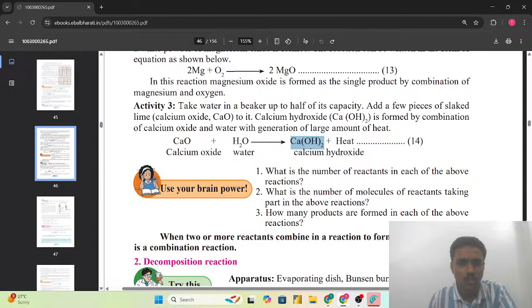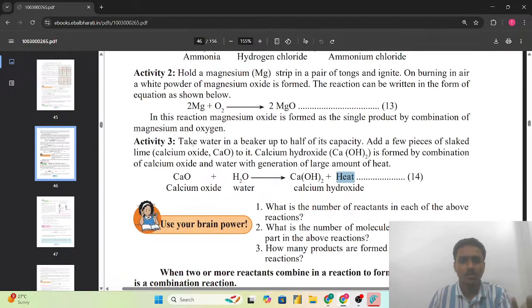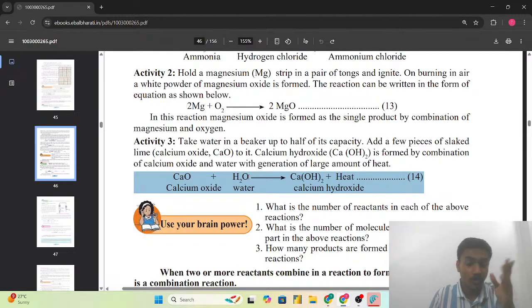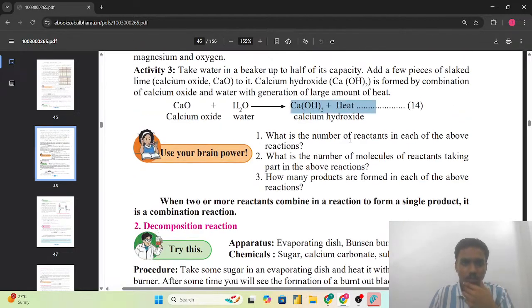In the third equation, take water in a beaker up to half of its capacity, and add a few pieces of slaked lime, calcium oxide CaO, to it. Calcium hydroxide Ca(OH)2 is formed by the combination of calcium oxide and water with the generation of a large amount of heat. This is a simple reaction: we take calcium oxide, put it in water, calcium hydroxide is formed and heat is released. This is also when two or more reactants are getting combined on the reactant side and a product is forming. So what is the number of reactants in each of the above reactions?